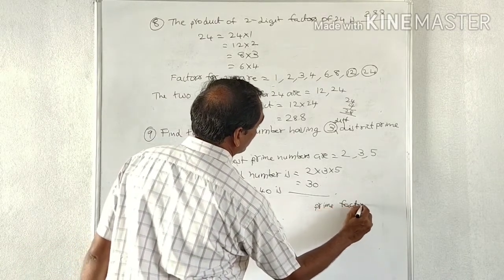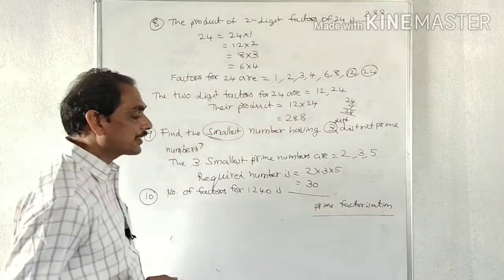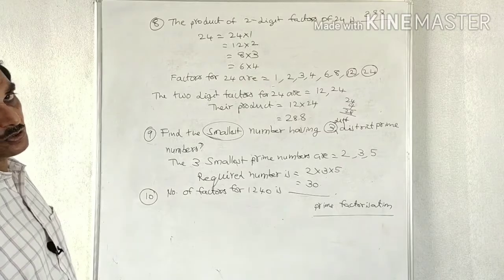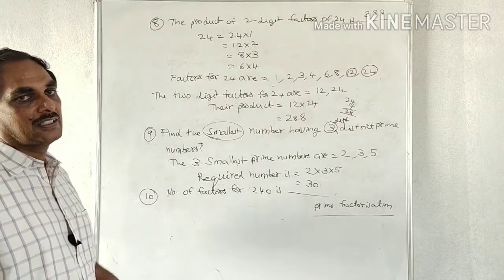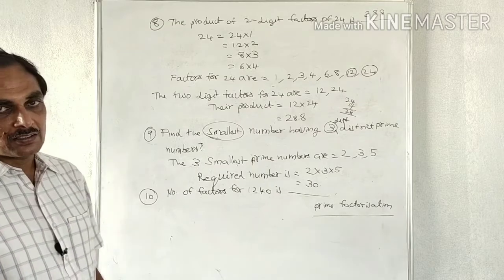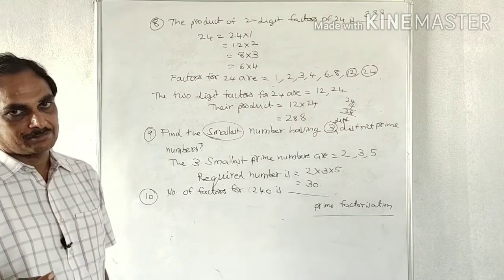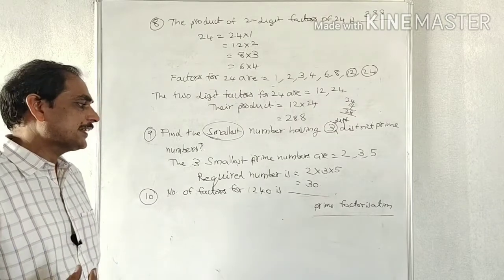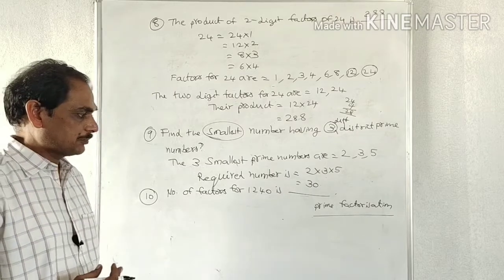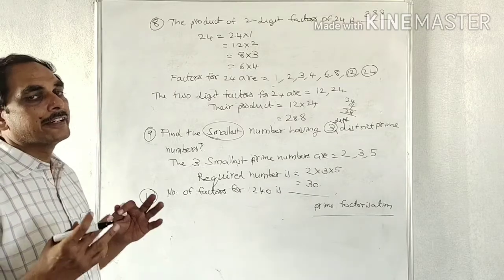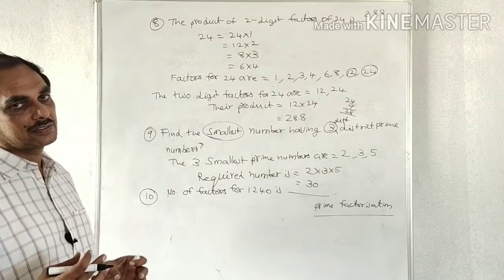Prime factorization. Prime factorization is a process to write a number as the product of prime numbers. When we write a number as the product of prime numbers, that method is called prime factorization. So how do we write prime factorization? We write prime factorization by dividing the given number by only prime numbers.